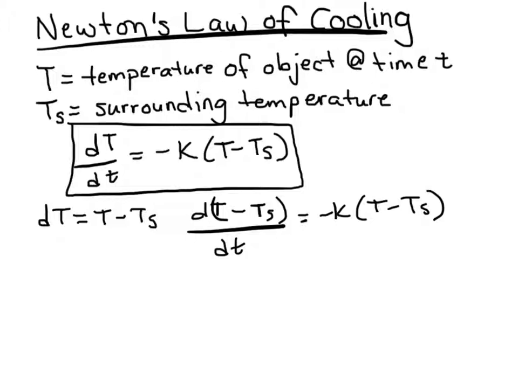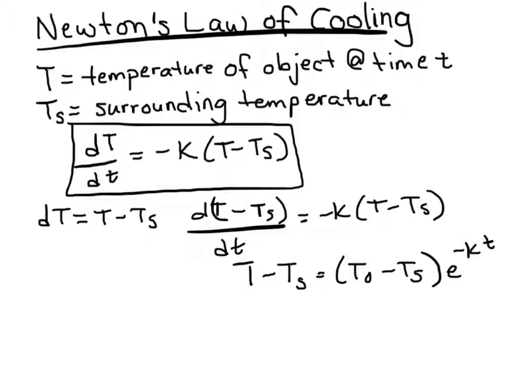So solving this separable differential equation, we get T minus T sub s is equal to T naught minus T sub s times e to the negative kt. Just doing the same thing that we've been doing over and over: dividing it over, integrating both sides, we would have 1 over T minus T sub s, which would give us the natural log, raise both sides to the e, and so on.